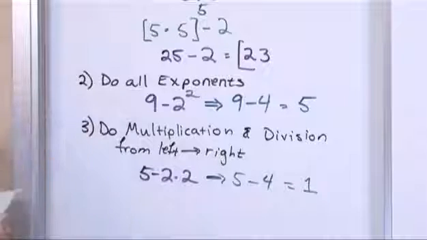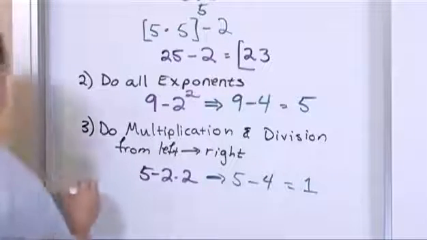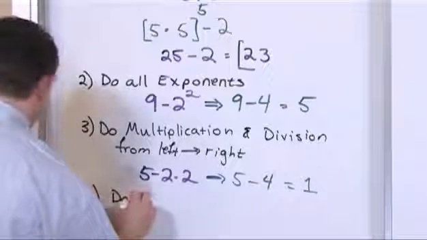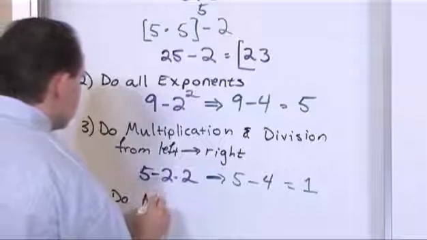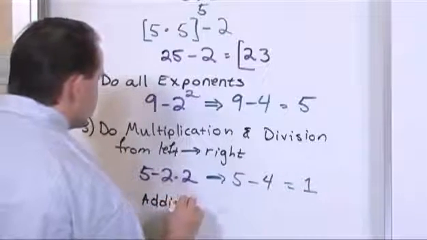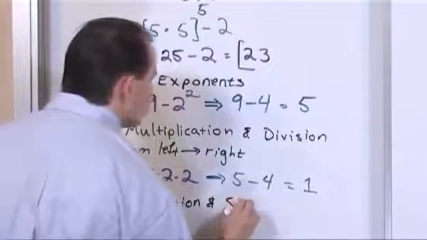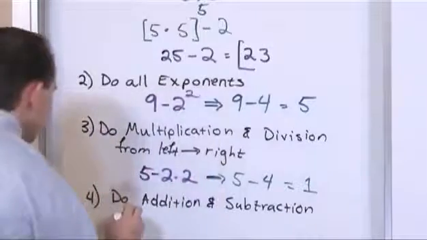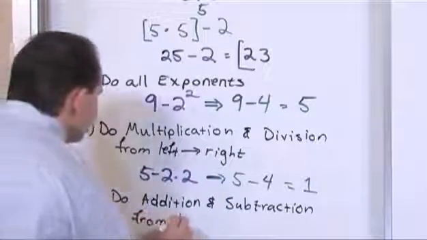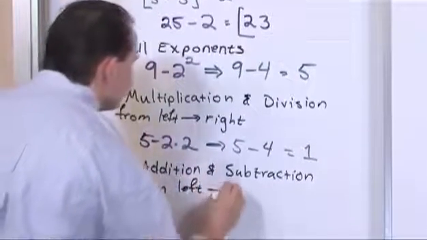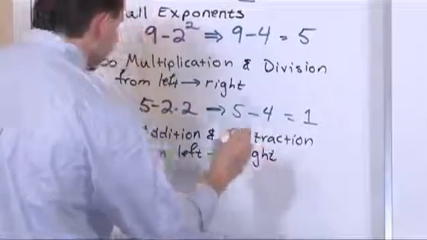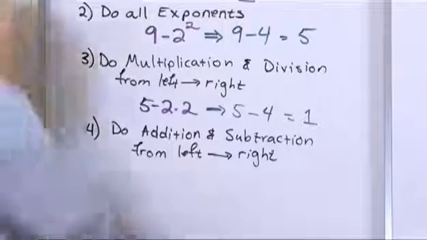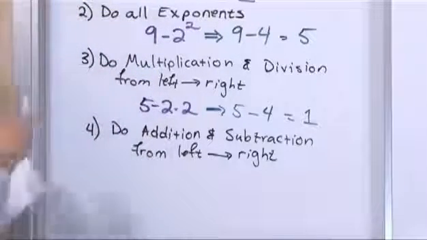Okay, so you're going to do multiplication and division. Okay, number 4. Next we do addition and subtraction from left to right. Just like I said, just like reading a book from left to right. And like I said, addition and subtraction is really the bottom of the list. So it's the very last thing you do is start adding numbers together.